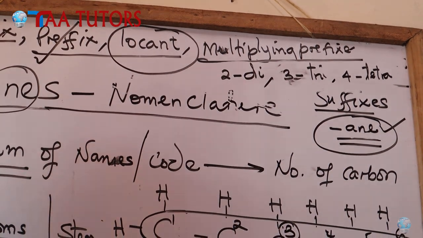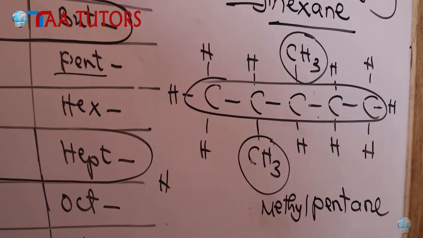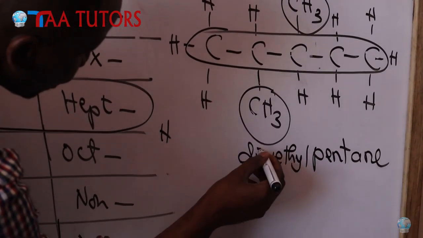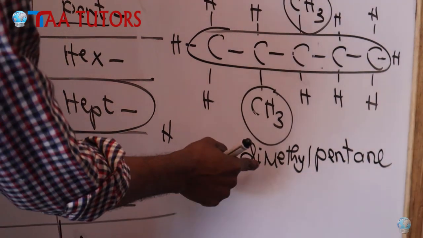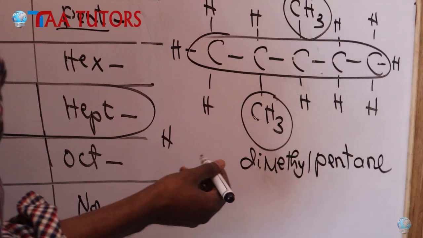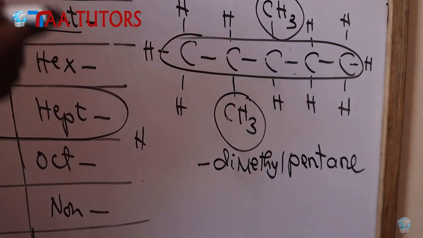Let's come to our compound. We have how many? We have two identical methyls. So these two, we have to bring in di. So I will put di. This di means two times. So we have two times methyl, meaning there are two methyls. Then, from there, we can say the name is dimethyl pentane.